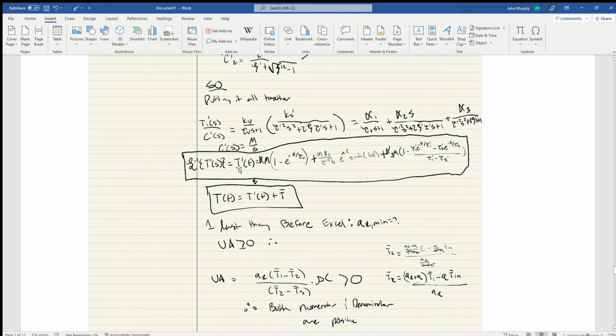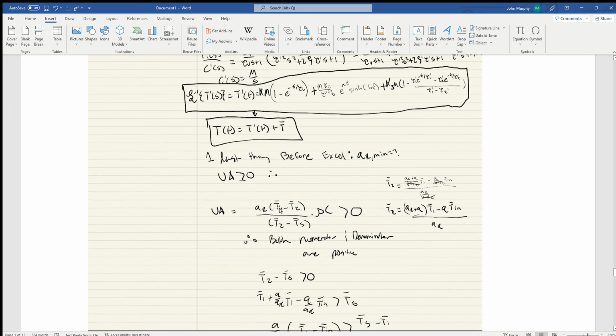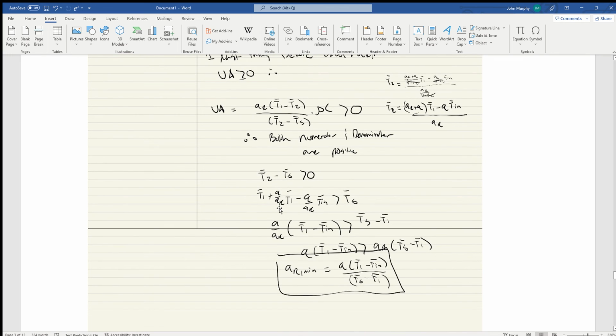So once we put it all together, we can find our actual temperature function, and that's going to be the 3 combined inverse Laplaces plus the steady state temperature. And we almost have everything ready. We just have to go ahead and finish the UA part of the problem. And basically, we want to force the numerator and denominator to be greater than 0, because UA has to be greater than 0.